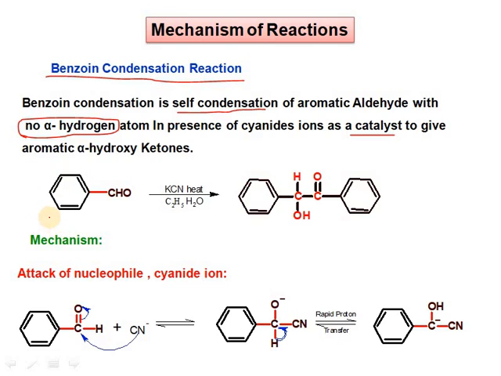For example, benzaldehyde is treated with potassium cyanide in alcohol solvent to get the product as an aromatic alpha hydroxy ketone. This is the alpha carbon, so alpha hydroxy, and this is a ketone. Now we will see the mechanism. This is a very important part.